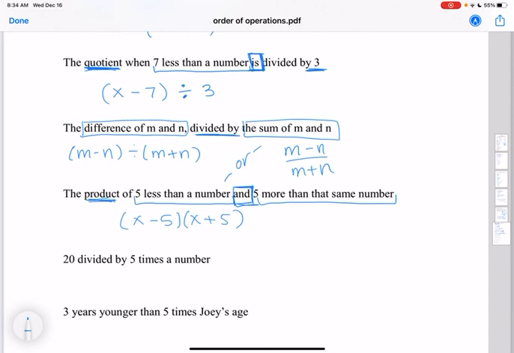Next, we have 20 divided by 5 times a number. So 20, and then divided by 5 times a number. Or, same thing as a fraction, 20 divided by 5 times a number. We don't need those parentheses around the 5x if it's in the bottom of the fraction, because we take care of the top separate from the bottom. In the other way, the first way I wrote it, we do need it because it would mean something different if we did the divided by before the multiplication.